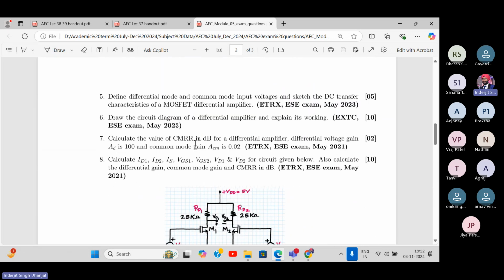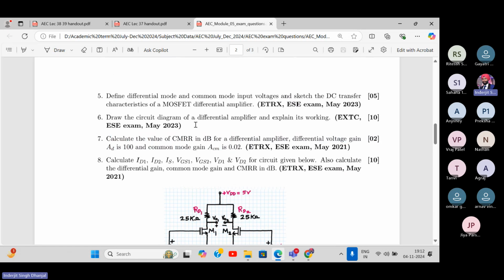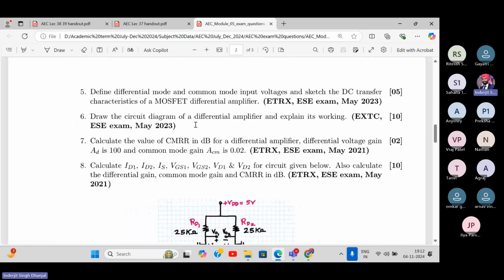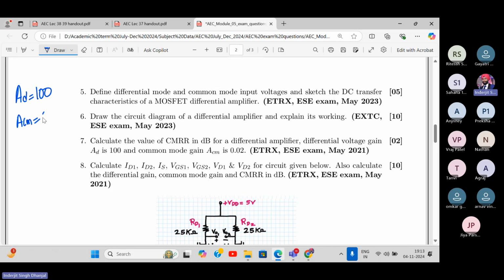All right. Okay, this type of questions can also come. See this question number 7. We'll solve it here only. Calculate the value of CMRR in dB for a differential amplifier. Differential voltage gain is 100. So AD is given as 100. Common mode voltage gain is 0.02. Calculate CMRR in dB. So simple it is.